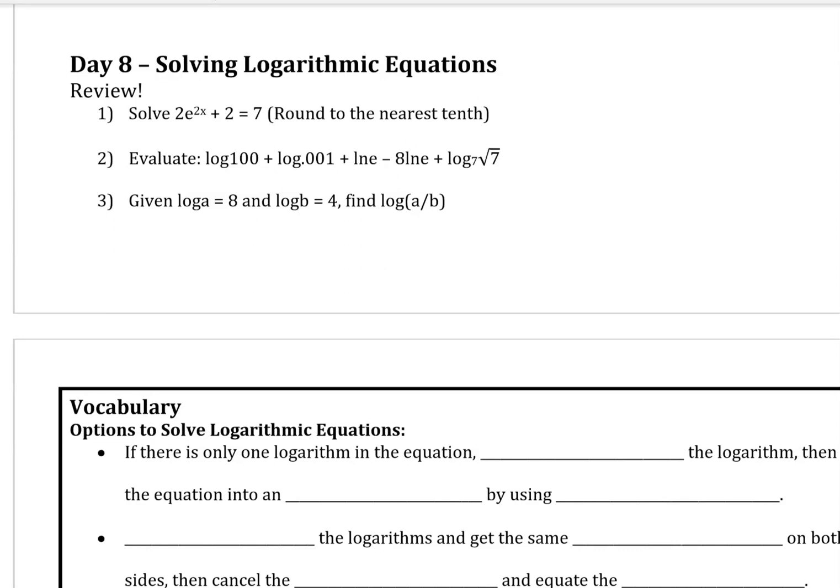Unit 10, Day 8, Solving Logarithmic Equations. Let's do a little bit of review first. So our first problem says solve 2e to the 2x plus 2 equals 7.